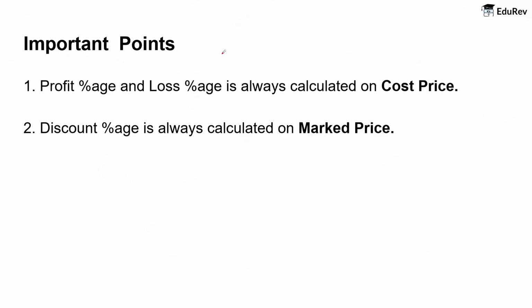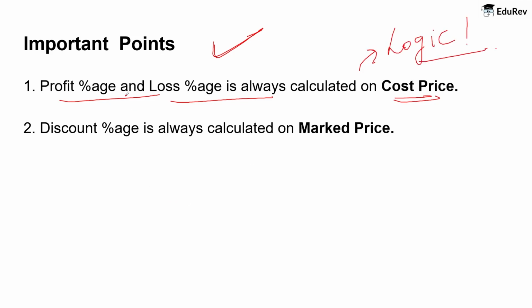Okay, so what are few important points that we have inferred from our previous discussion? Whenever you calculate profit or you calculate loss in percentage, this is always calculated on cost price, and this is very logical. This is actually a logic only. If you are to calculate profit or loss, this has nothing to do with the mark price. Profit and loss just involves two things. One is the CP, other is the SP. If SP is greater than CP, then you have earned a profit. If SP is less than CP, then you have faced a loss.